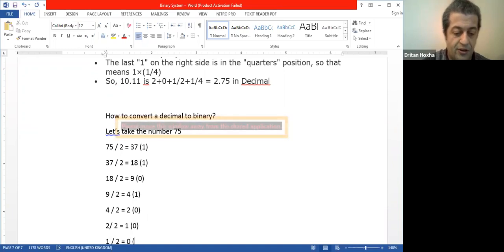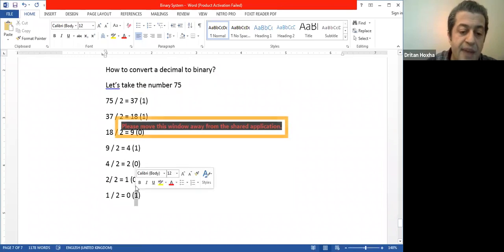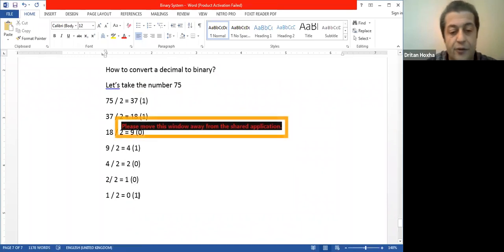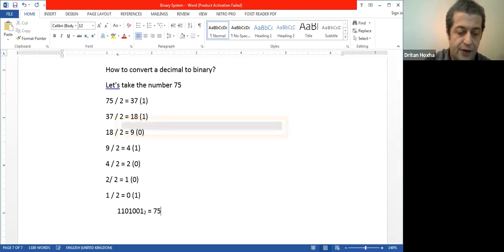The remainder is 1. Now let's take these remainders and write them from the bottom to the top, from the right to the left. So we have the number 1001011 with base 2 equal to 75 at base 10.